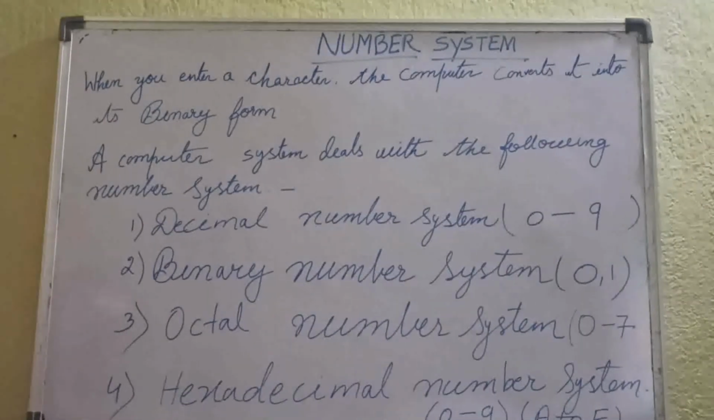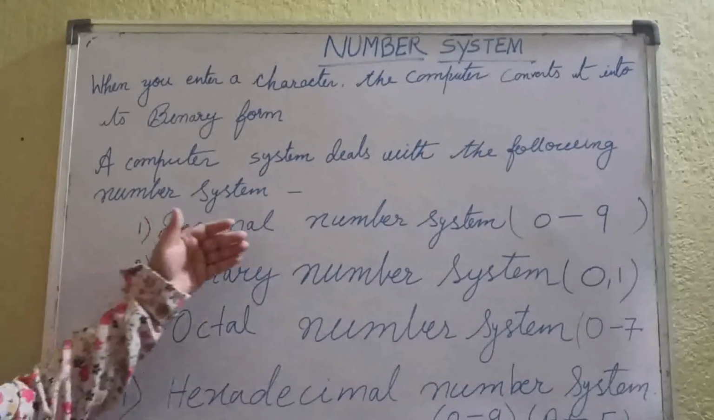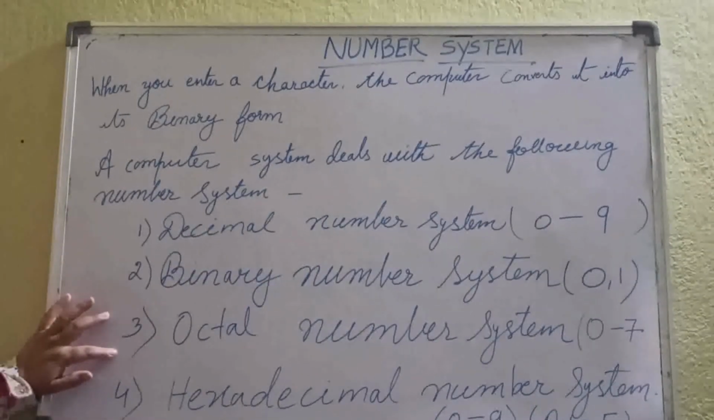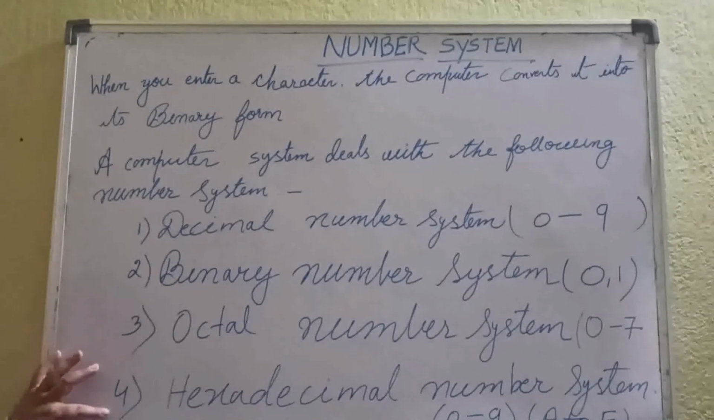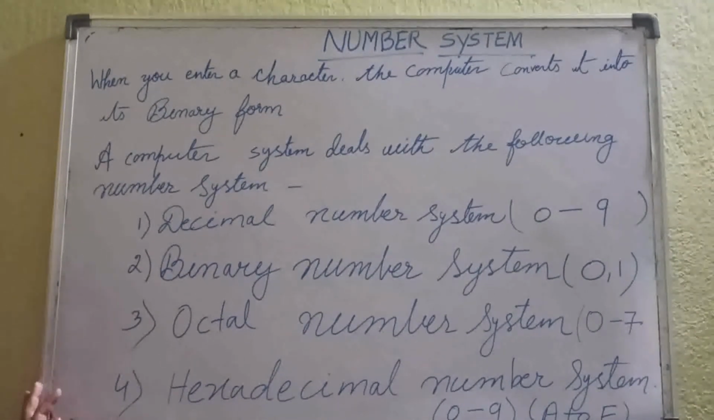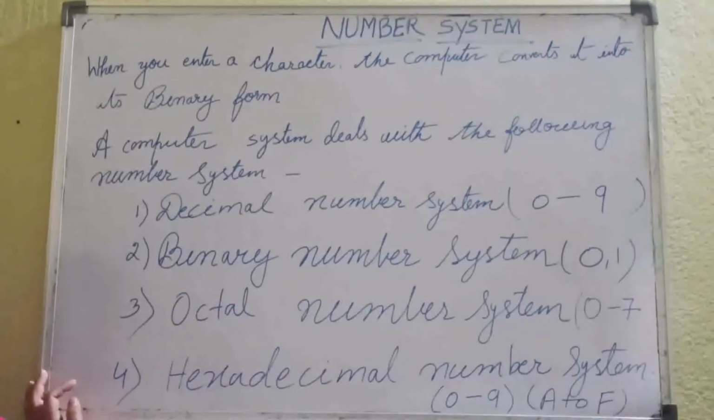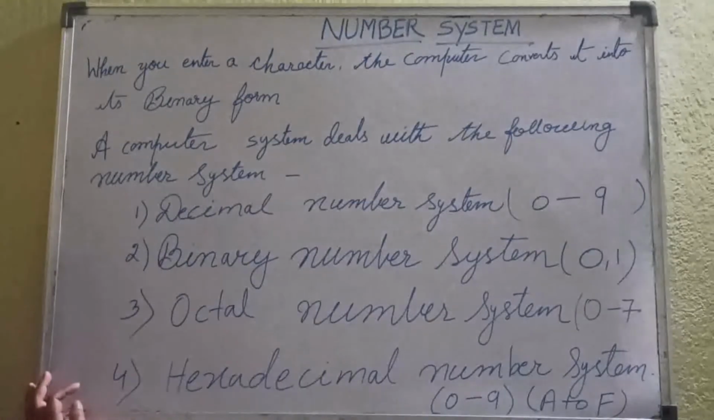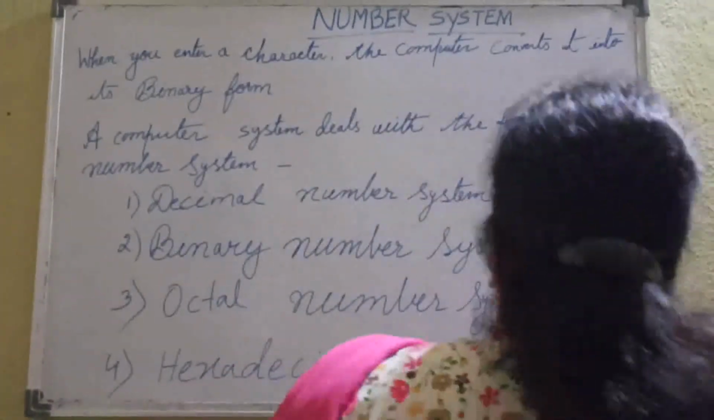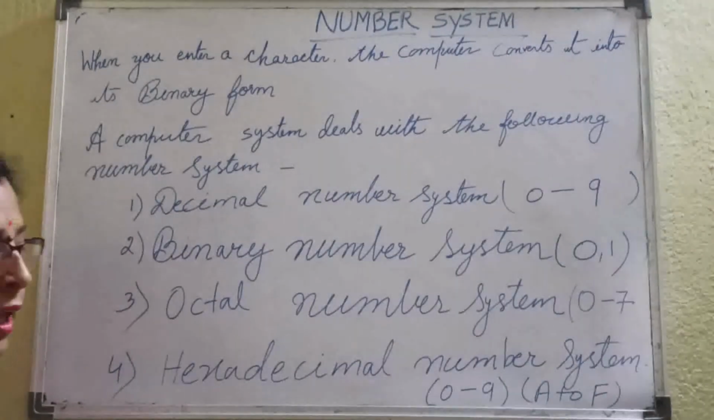A computer system deals with the following number systems. You are seeing here decimal number system, second is binary number system, third is octal number system, fourth is hexadecimal number system. Here one term we will use, that is the base value. The total number of digits used in a number system is called its base value. So how many digits are used in different number systems, that we have to take care.